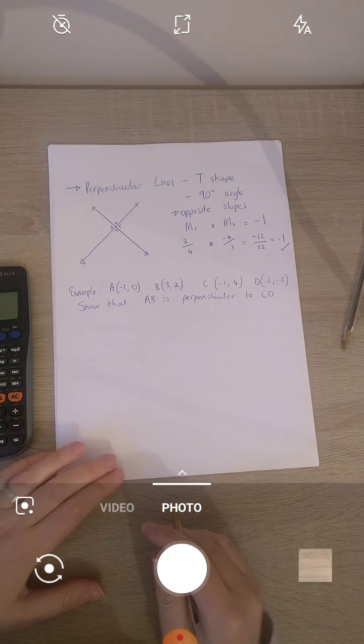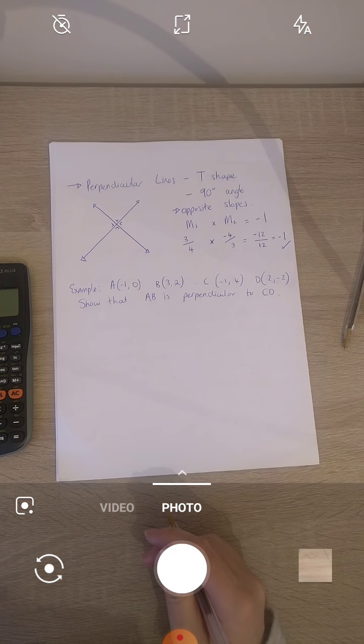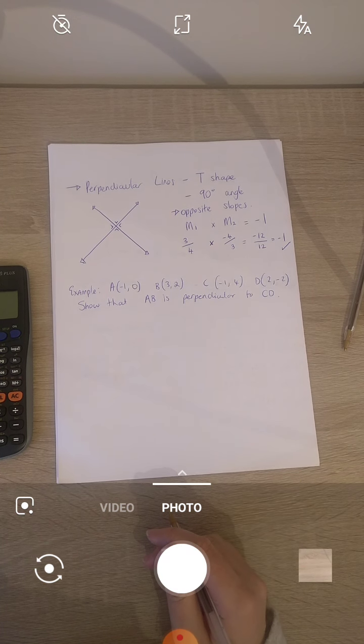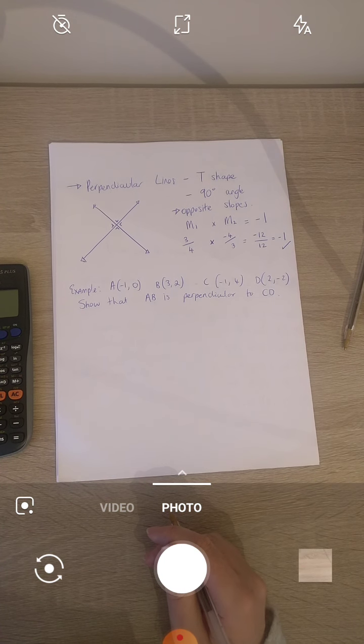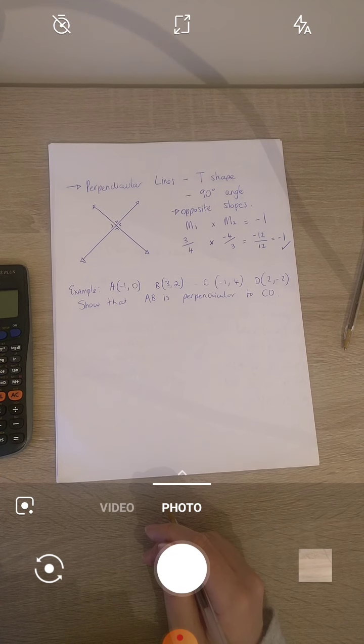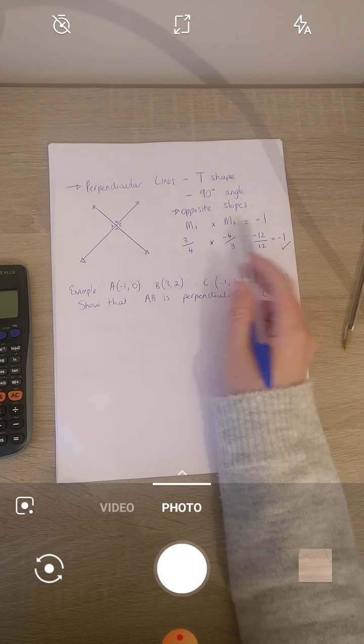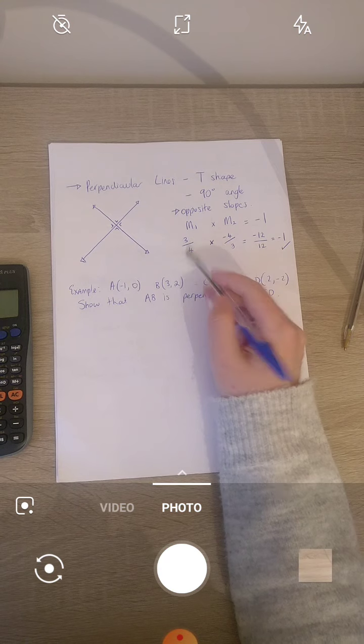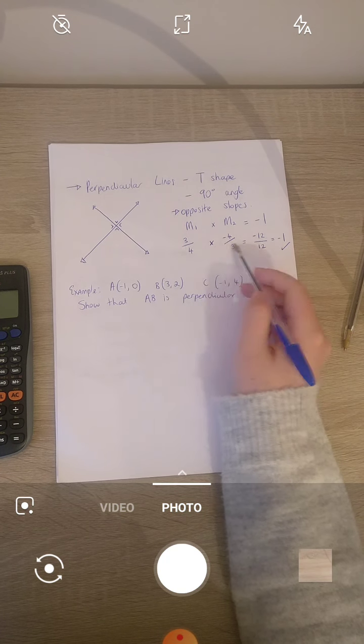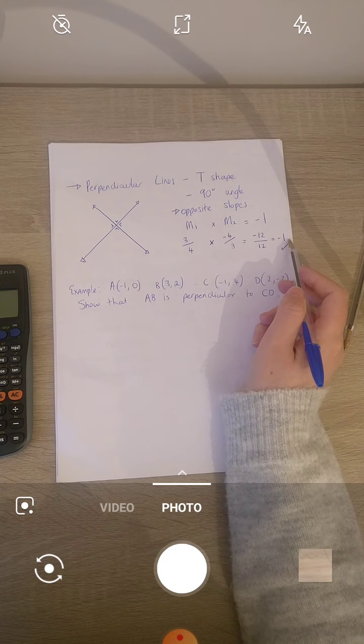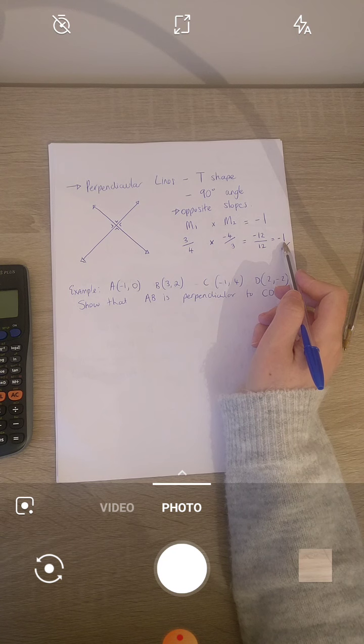So that's always how you check if lines are perpendicular. We'll see more of this later on, but it's important to know that. So they always have opposite slopes. When you multiply them, you should get -1. So this is what opposite slopes would look like. And when I multiply them, I get -1. So that's how I know that yes, they're perpendicular.